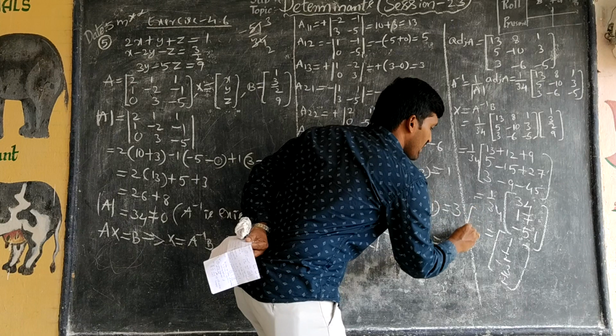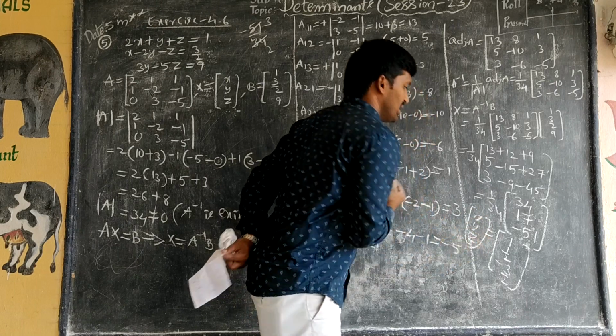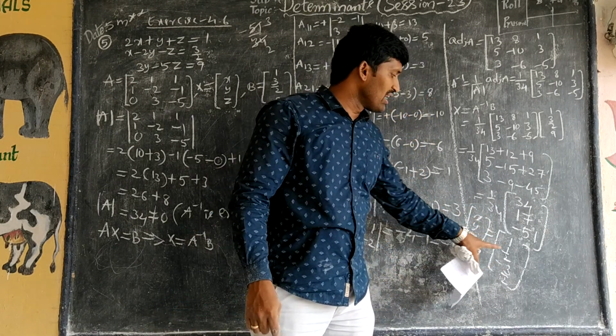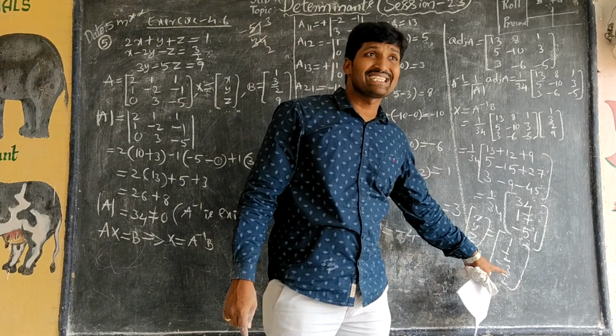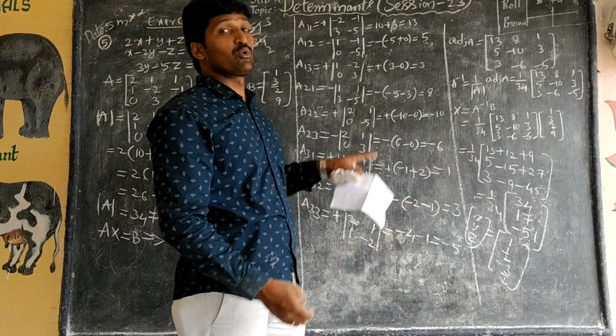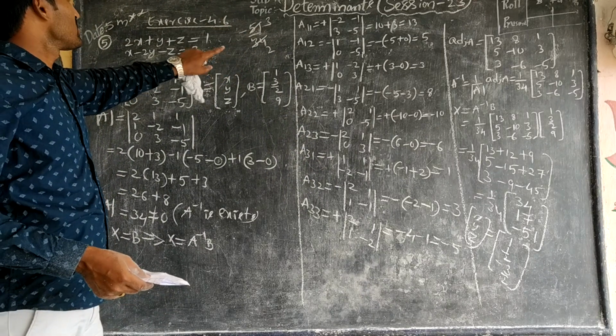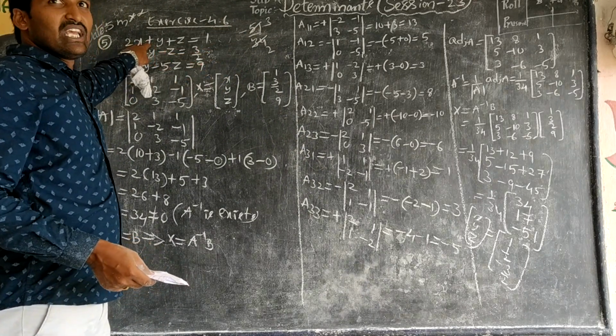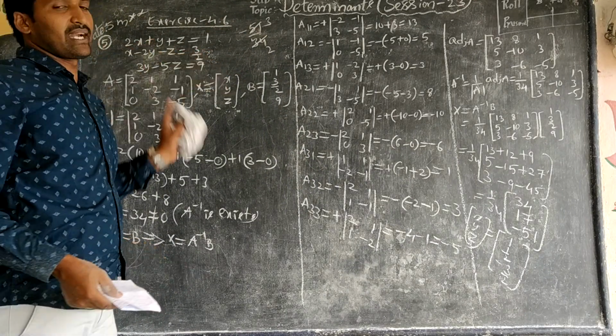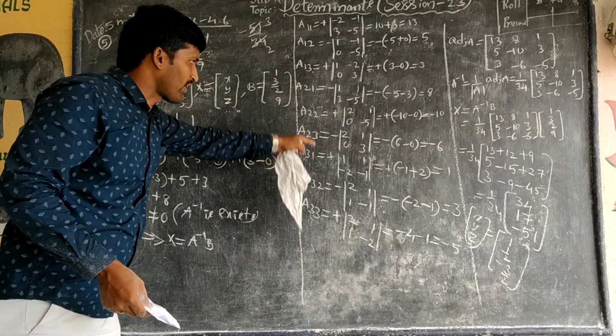This X matrix is nothing but X, Y, Z. X value 1, Y value 1 by 2, Z value minus 3 by 2. This is the solution. How to check? Just substitute these values into the equations. If the equations are satisfied, that is correct. Otherwise, we need to check the cofactors and every value.